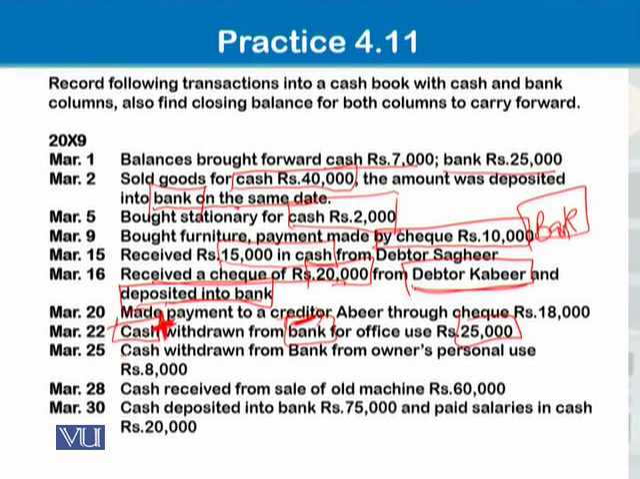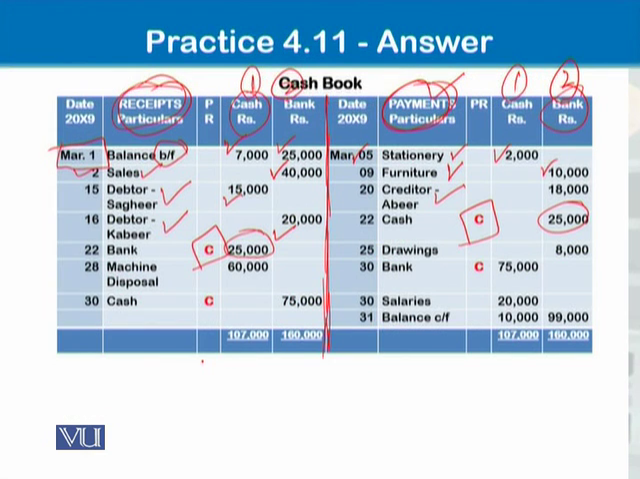Cash withdrawn from bank for owner's personal use. Okay, now this is a drawing. This is not the cash withdrawn from bank for office use, rather it's for the owner's personal use, 8,000. It's simple, a drawing, and drawing will be appearing in the payment side.